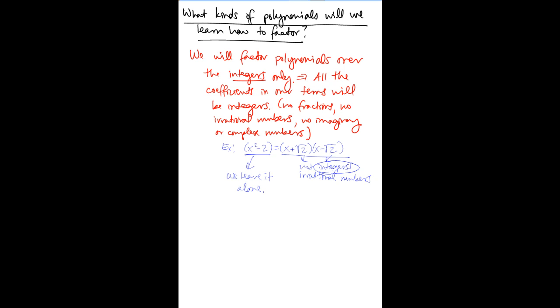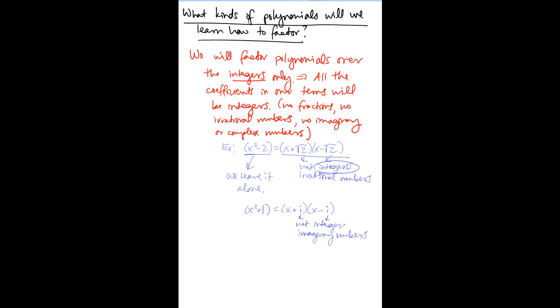We want integers. Another example, if you see something like x squared plus 1, you might have seen in another class that you can write this as x plus the imaginary number i times x minus the imaginary number i. Again, these are not integers. These are imaginary numbers.